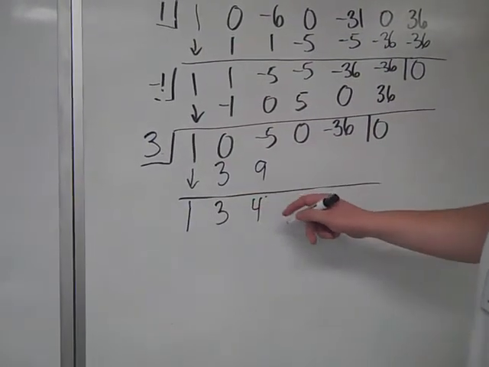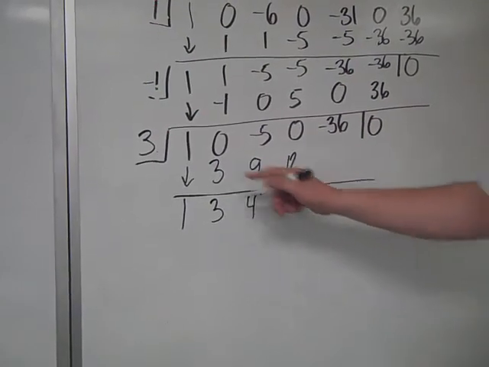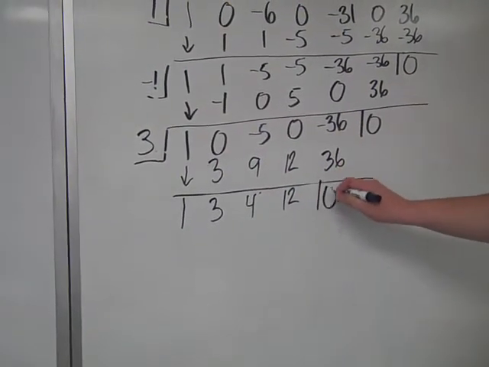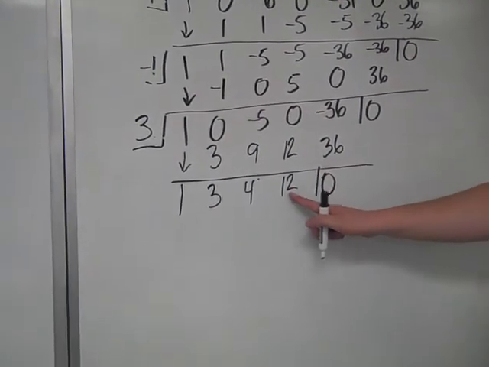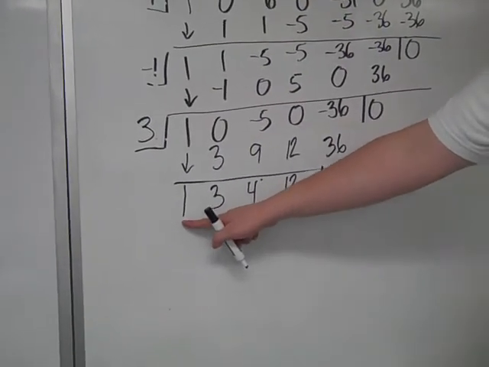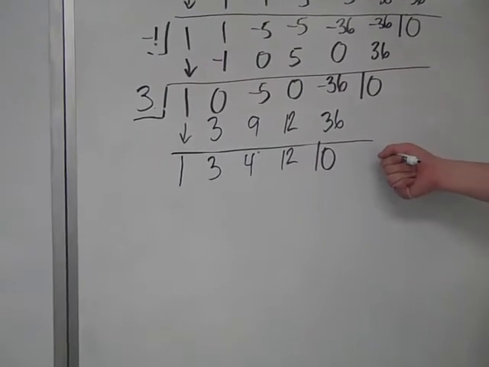3 times 4 is 12. Add those together, I get 12. 3 times 12 is 36. Hey, look at that. 3 ended up working. Now again, there's my remainder of 0. I have a constant, linear, quadratic, and cubic. So I need to get one more before I can break it down to a cubic here.